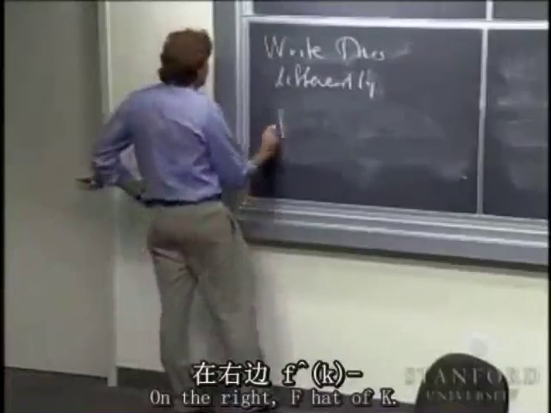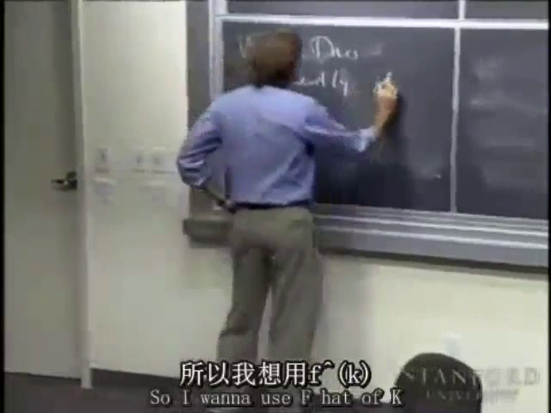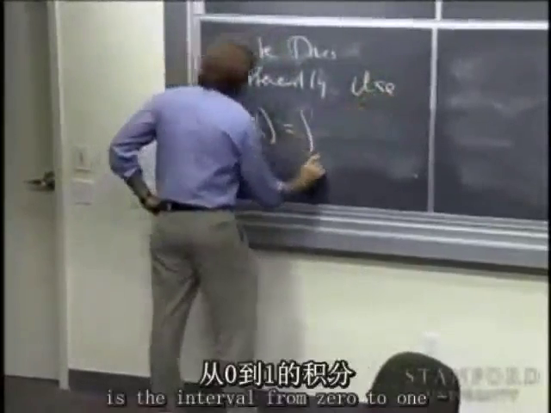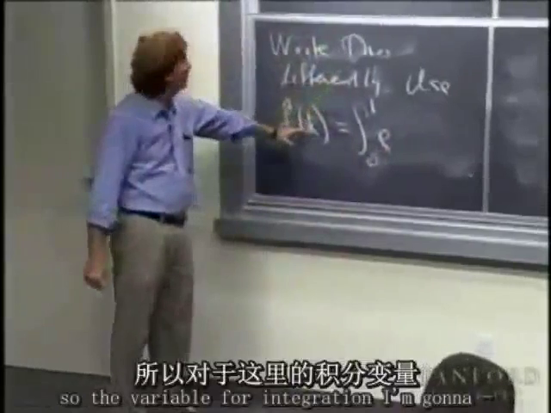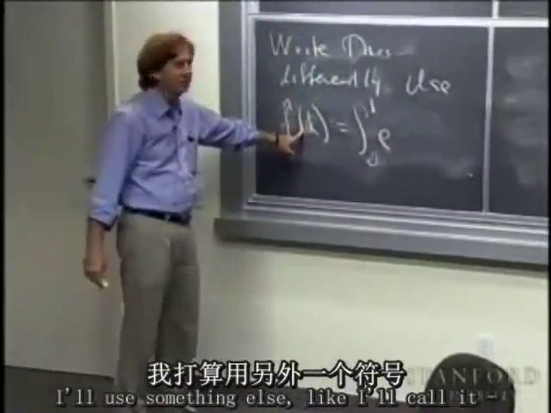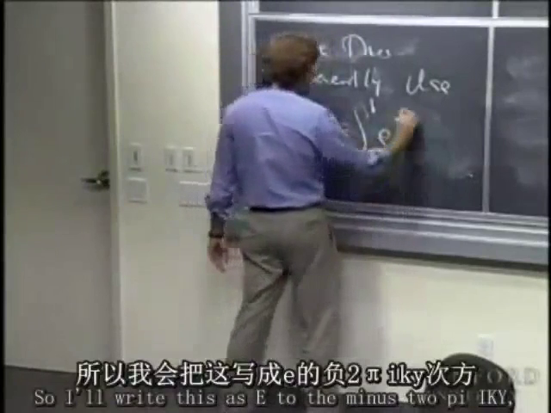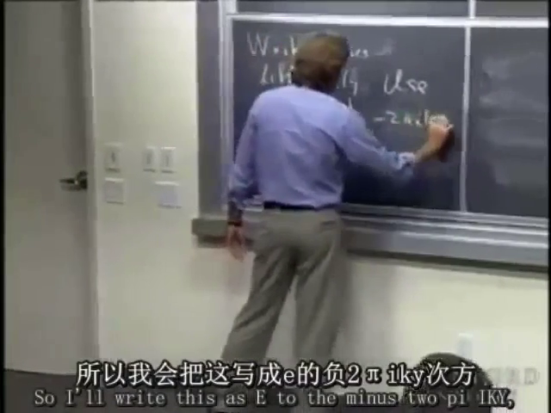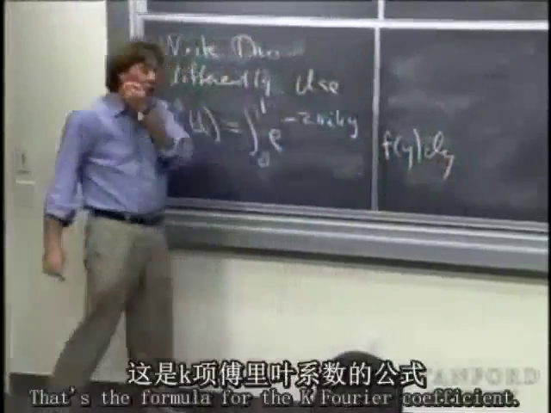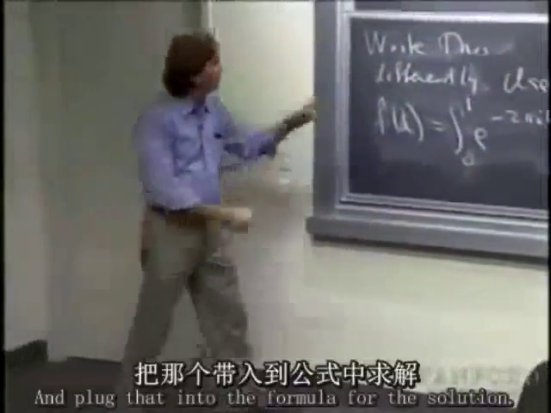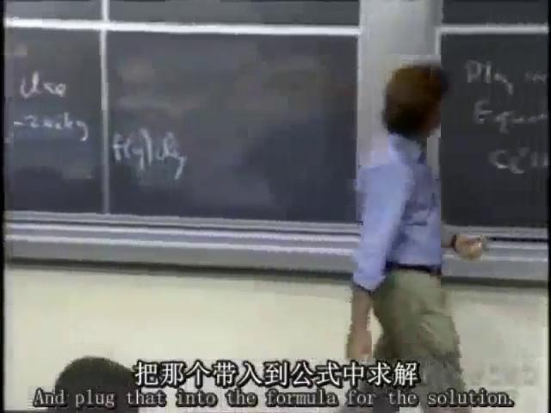So I want to write f hat of k. I want to use the explicit formula as an integral. So I want to use f hat of k is the integral from 0 to 1. Now, I've already used x as the variable here, so for the variable of integration, I'll just use a y. It doesn't matter what I call it as long as I'm consistent. So I'll write this as e to the minus 2 pi i k y, f of y dy. All right, that's a formula for the Fourier coefficient. And plug that in to the formula for the solution.